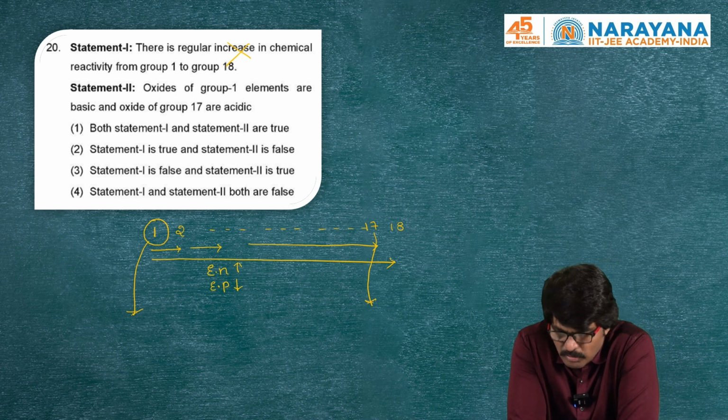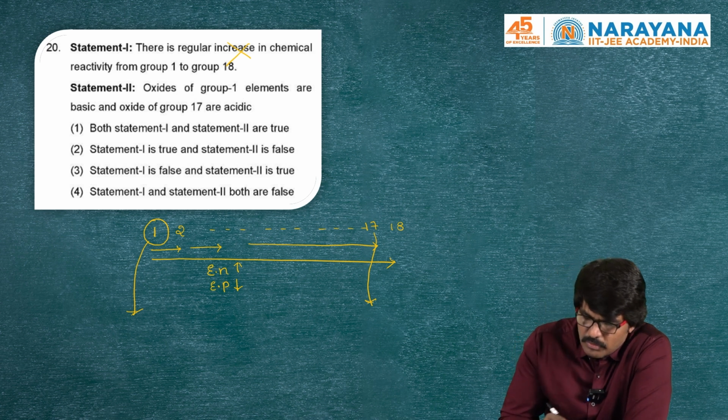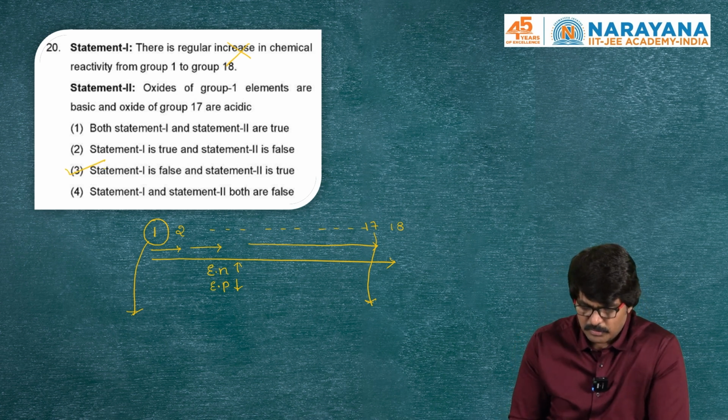So statement 1 is wrong, statement 2 is correct. So statement 1 is false and statement 2 is correct. So that is the third option.